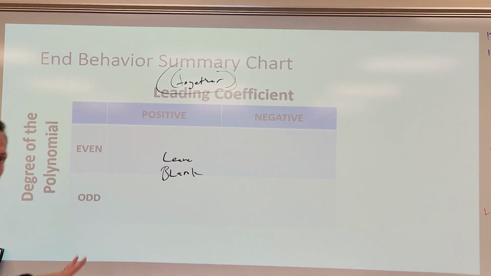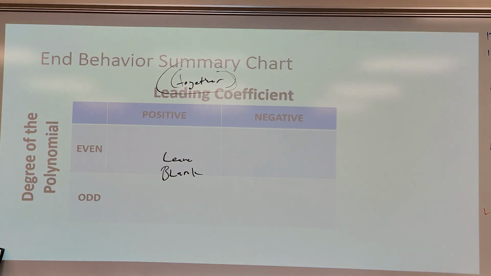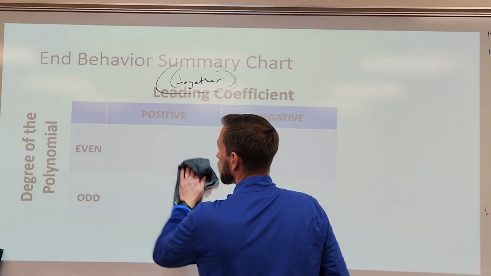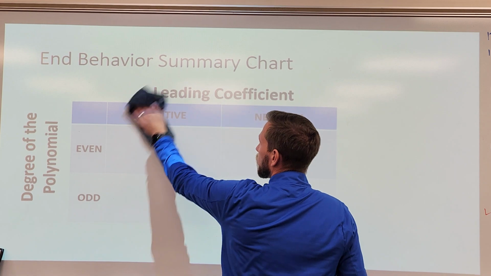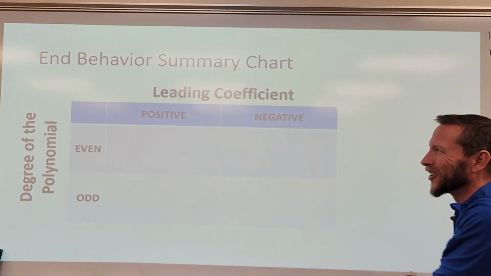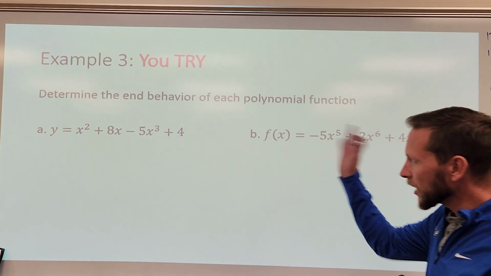All right, because what I want for us to do is make sure that we have a good conversation about this. Sometimes there are things that are better done together. So I want to make sure that we get a good chance to look at these situations and use that to make our summary chart for what behaviors we're going to see for an even degree versus an odd degree with a positive coefficient versus a negative coefficient. All right, I want to make sure that we're solid on that. And then we'll talk about this.